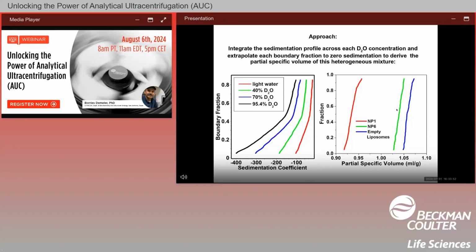The partially loaded ones have a nucleic acid phosphate versus amine of the cationic lipid ratio of 6:1, as well as the fully loaded particles that have a ratio of 1. For each phosphate, there's one amine group from the cationic lipids. And you can see that when you have a lot more DNA in there, these become more dense, the partial specific volume will be reduced. And you can then characterize the density distribution that is present in these mixtures.